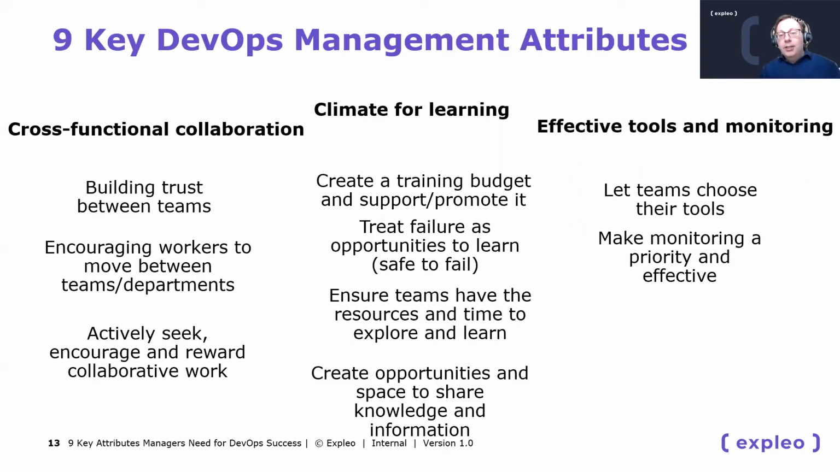Now, what it highlights is these 9 key DevOps management attributes. These are them all on one slide. I am going to go into each of them in detail. But is there anything here on this screen that speaks to you loudly? What's one of these attributes that means the most to you as you look at it?